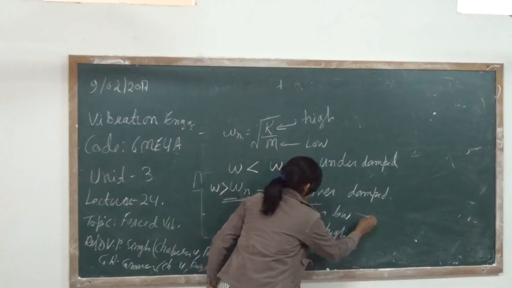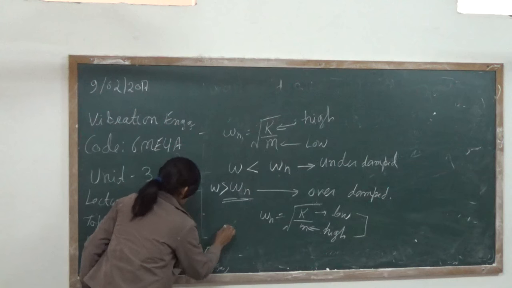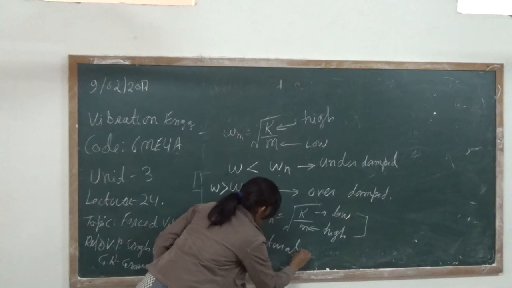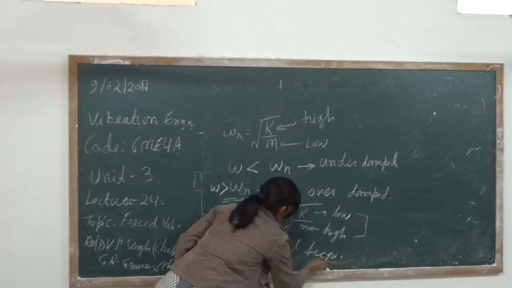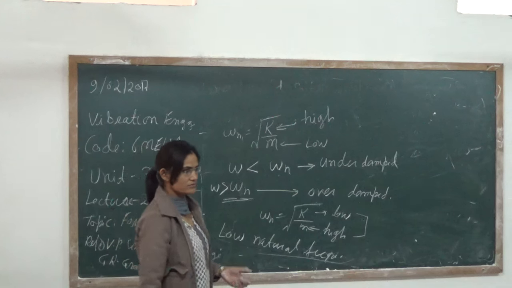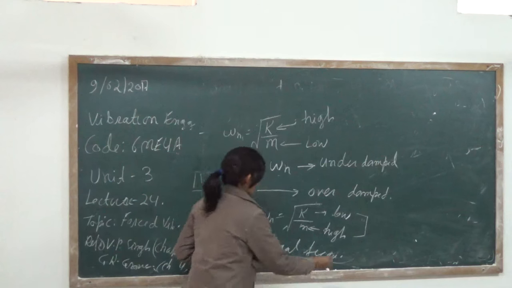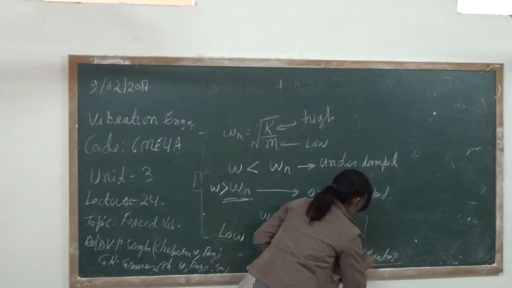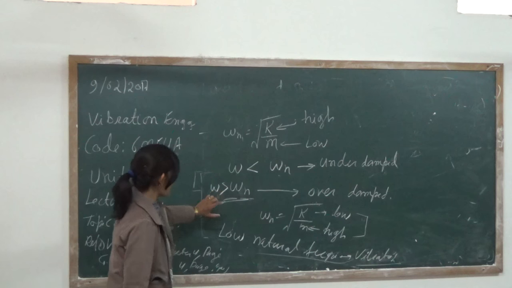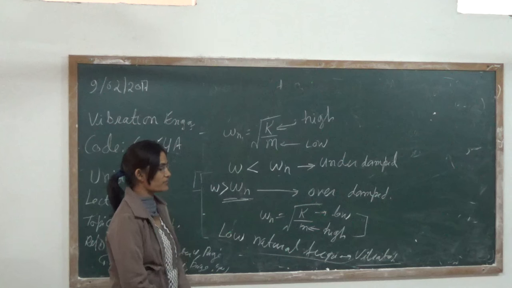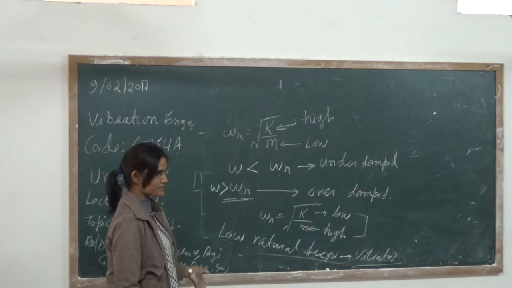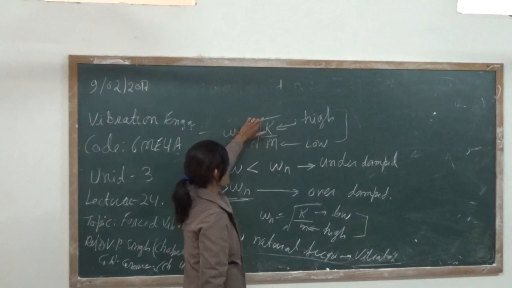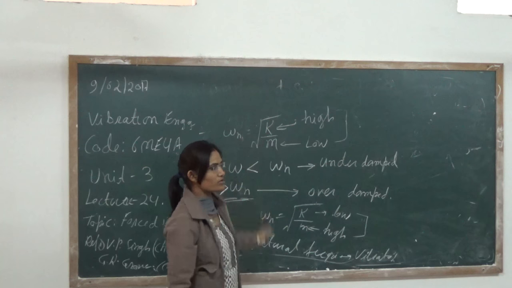So on the basis of this low natural frequency, the vibration measuring system will be a vibrometer. A vibrometer is based on the low natural frequency of the system to measure the vibration frequency of a building, bridge or railway track. Similarly, for the underdamped system, when the stiffness of the system is high and mass is low, we use all the measuring devices.